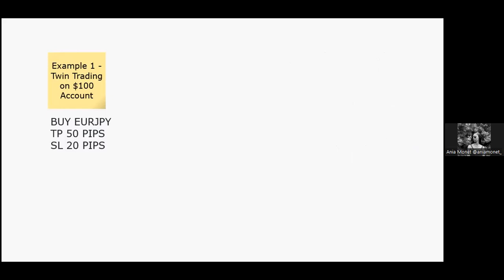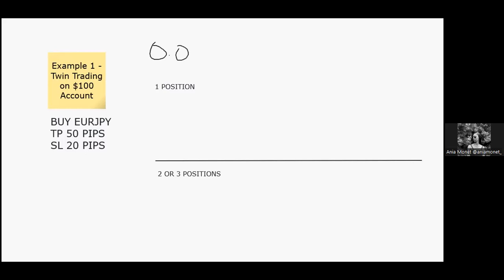Okay. And we're going to see what one position looks like running. And of course, twin trading, we want to see what 2 or 3 positions look like running. Okay. I'll move this up here, and I'm actually going to put a line just to divide all the math here. It's going to be some math. All right. So with the $100 account, I recommend using lot sizes like the ones I'm writing. So a 1 cent lot size, a 2 cent lot size, and a 3 cent lot size.